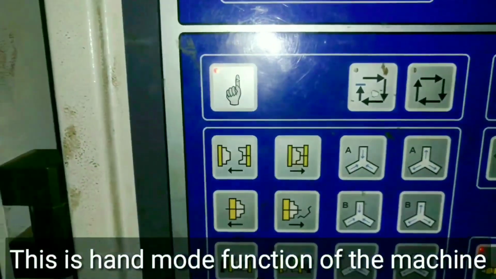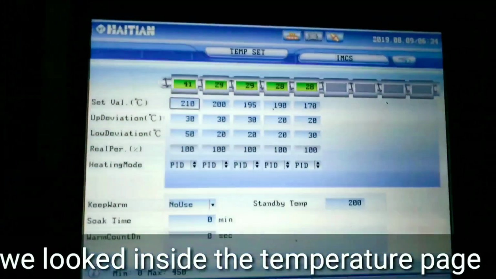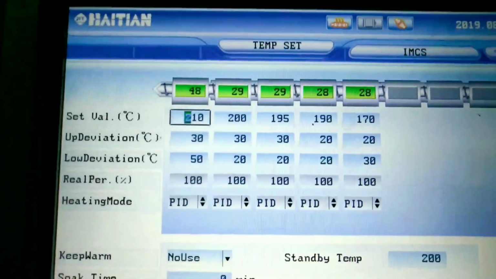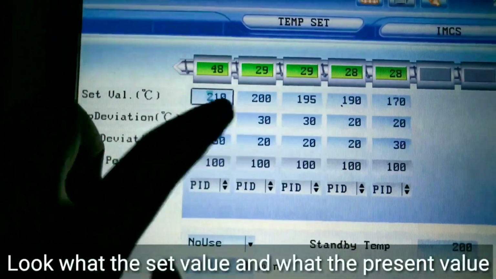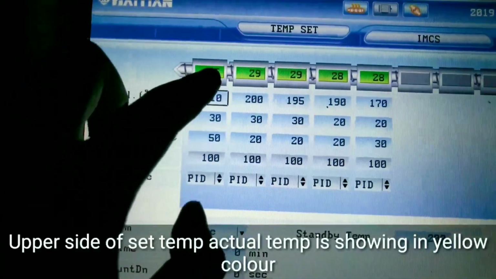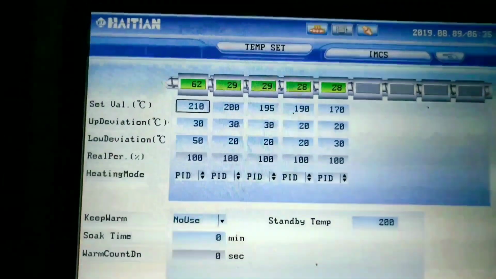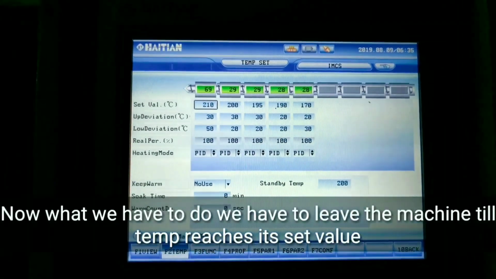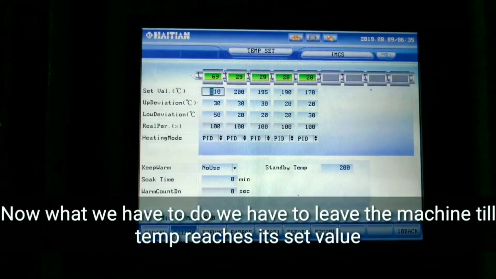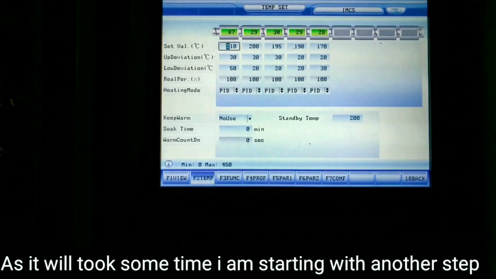This is the hand mode function of the machine. I have just put it in hand mode. Now guys, remember, we will start the motor when the temperatures have properly come up. So first we have to start the temperature. Now look at the set value and the present value. These are the set values, and above, in the yellowish mark, or you may see it as a greenish mark, is the present value of the temperature. Now we have to leave the machine till the temperature reaches its set value, as it will take some time.